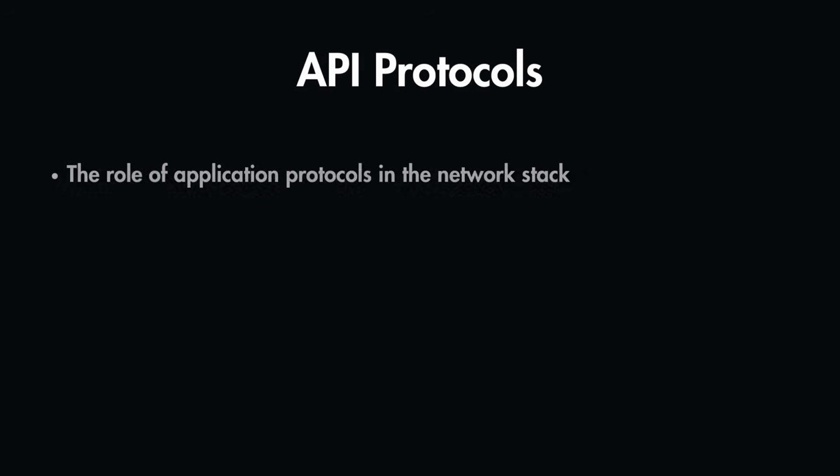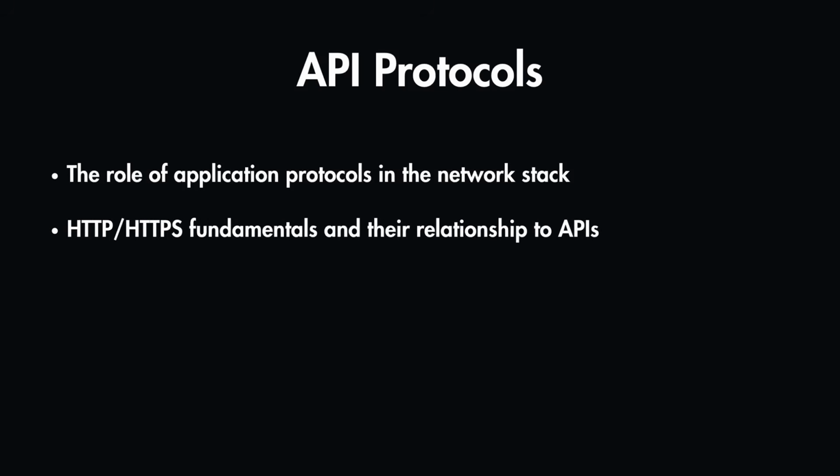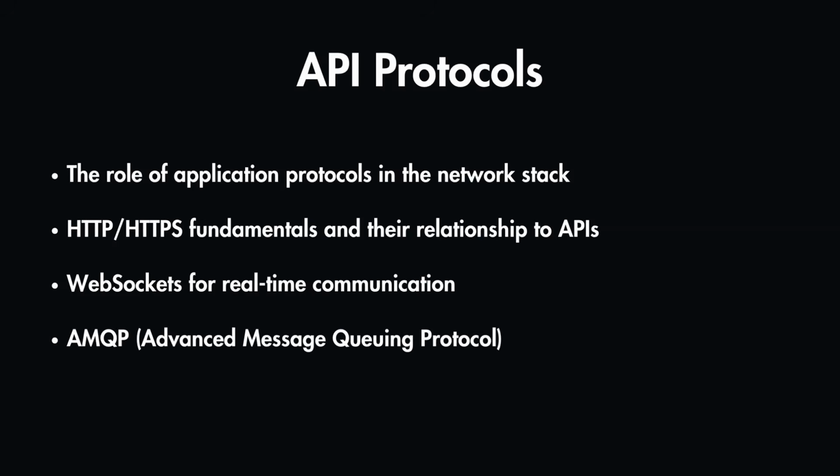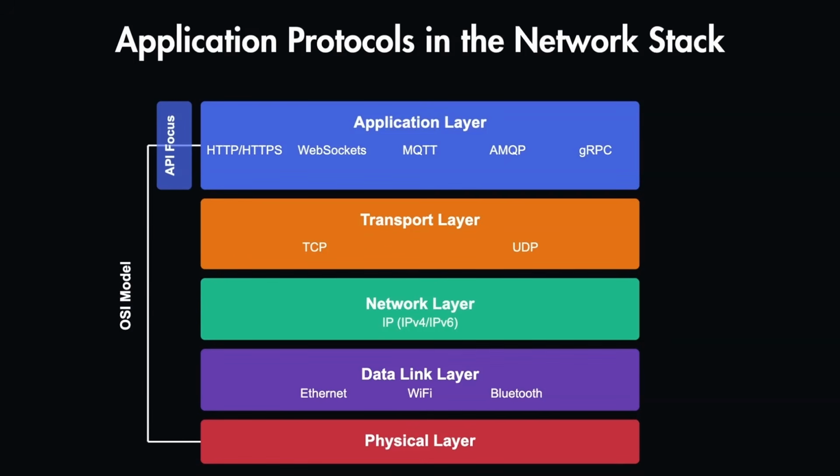That's why in this lesson we'll cover the role of API protocols in the network stack, the 2 fundamental protocols which are HTTP and HTTPS, and also their relationship to APIs. Also another common type of protocol which is WebSocket for real-time communication. We'll also cover advanced message queuing protocol, which is commonly used for asynchronous communication. And lastly, we'll cover the gRPC, which is Google's remote procedure call, and it is also another common type of protocol used commonly within servers. Let's start by understanding the application protocols in network stack.